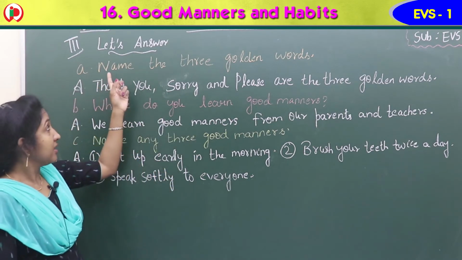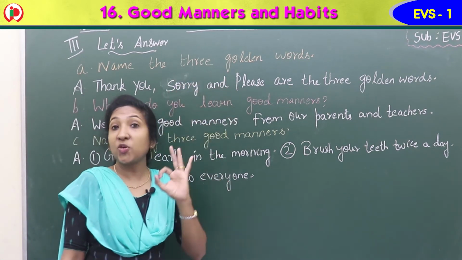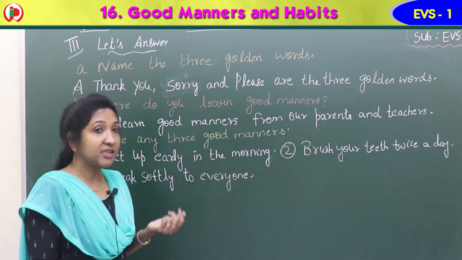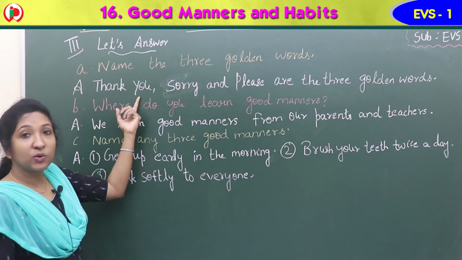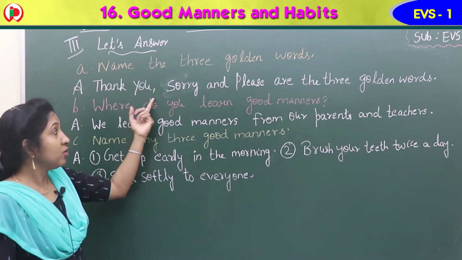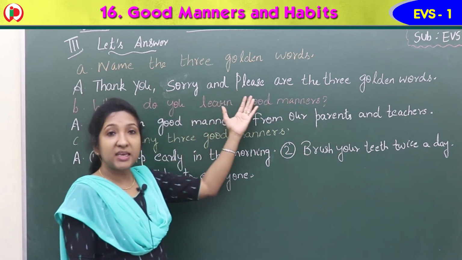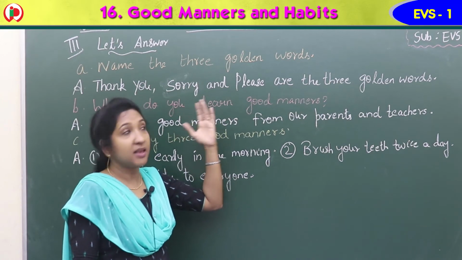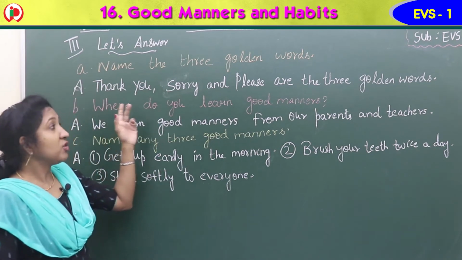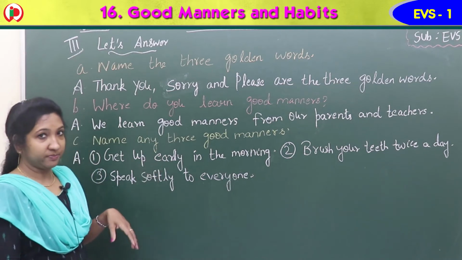Question A. Name the 3 golden words that you learned. So, which are those golden words? Answer. Thank you, T-H-A-N-K-Y-O-U. Thank you, comma, sorry, S-O-R-R-Y. Sorry. And please, P-L-E-A-S-E. Thank you, sorry, and please are the 3 golden words.